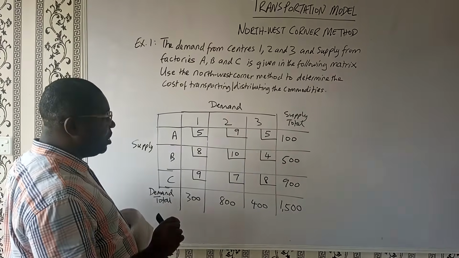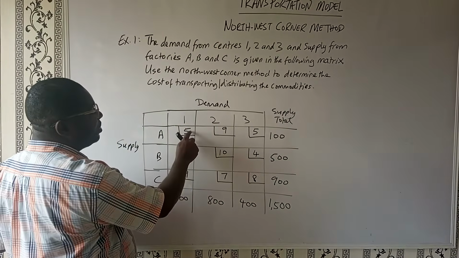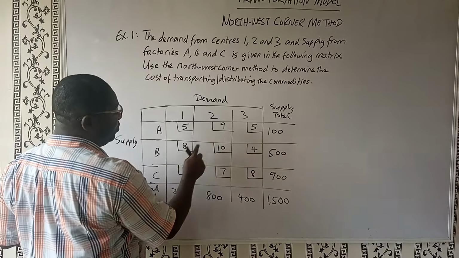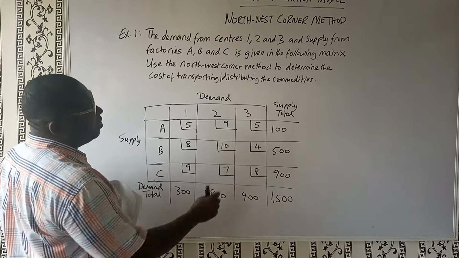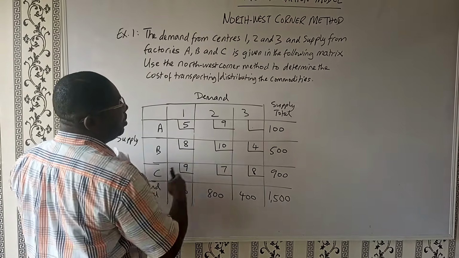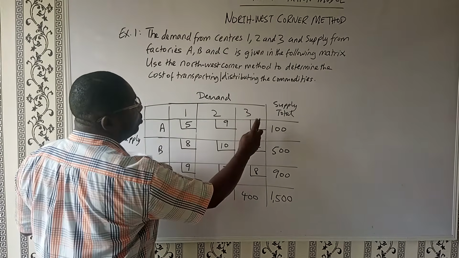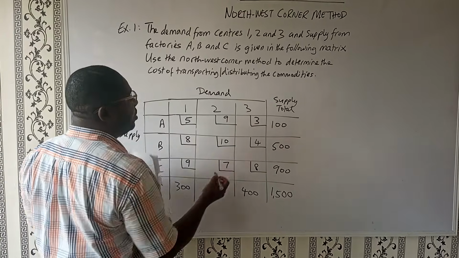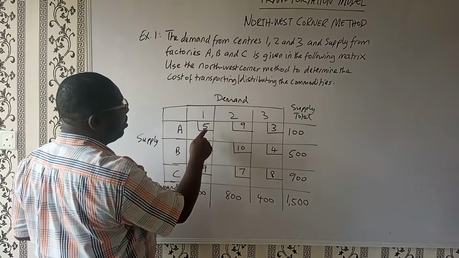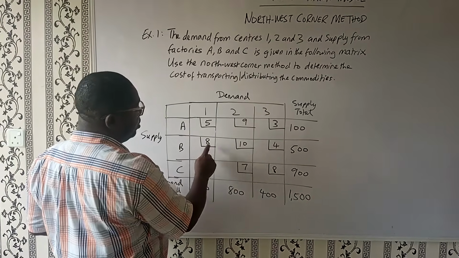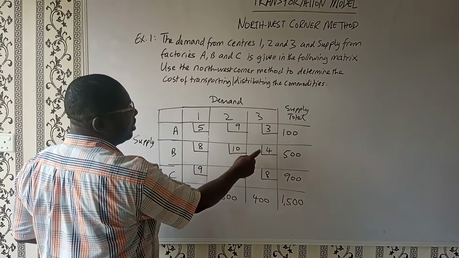Another thing is that you will see these values here, 5, 9, 5, 5, 10, 4. Let me tilt this a little to say 3, okay? Let me tilt it to 3, alright, so that you have different values. So you have 5, 9, and 3, 8, 10, and 4.